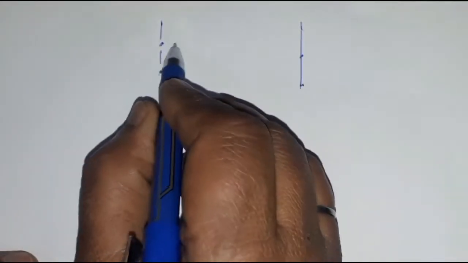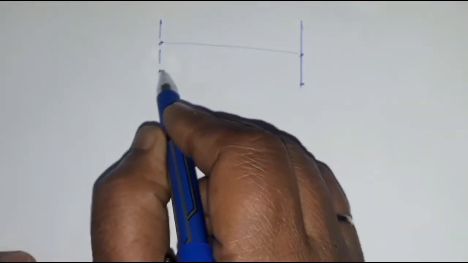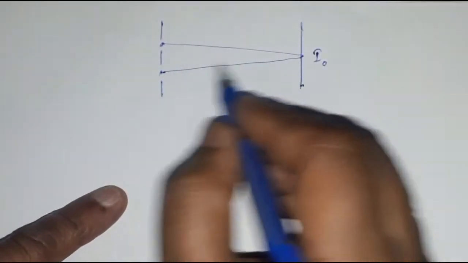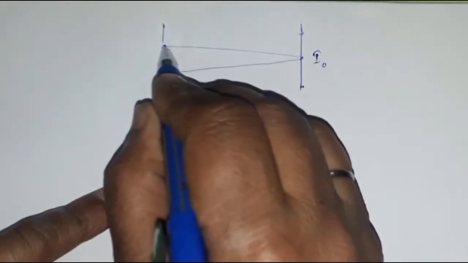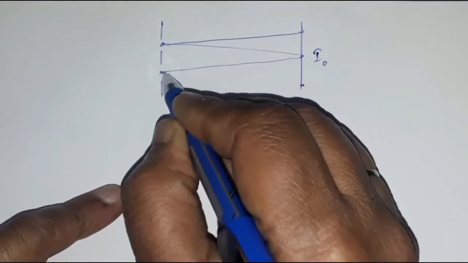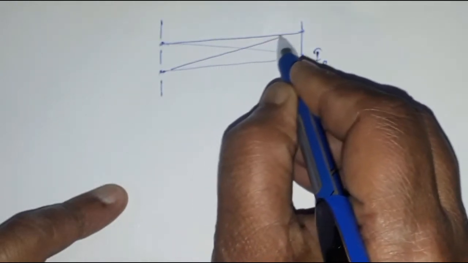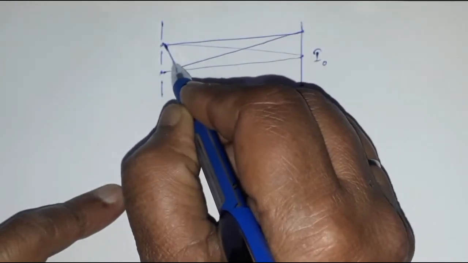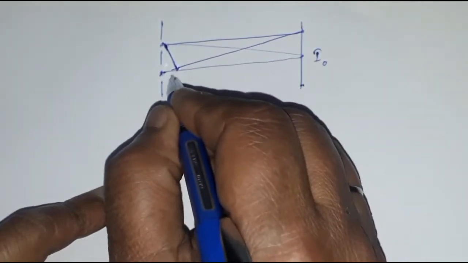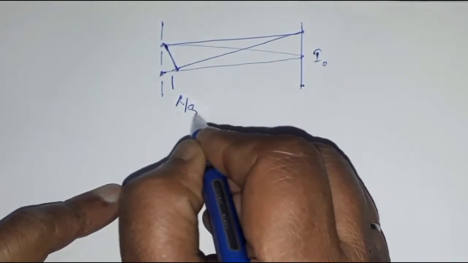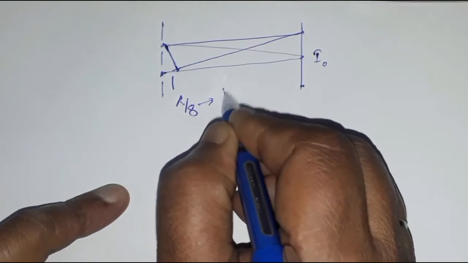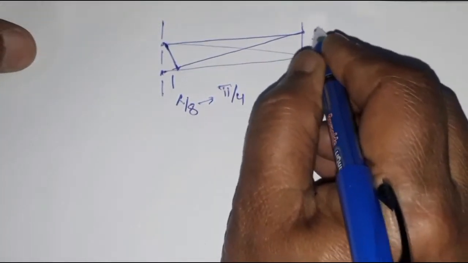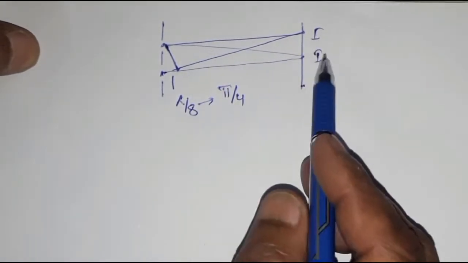This is the center. That means there is no phase difference here. The intensity at this point is I naught. Consider this point here where the path difference is lambda by 8, that is, the phase difference corresponds to pi by 4. Let's consider the intensity here as I. So we have to find I and I naught.